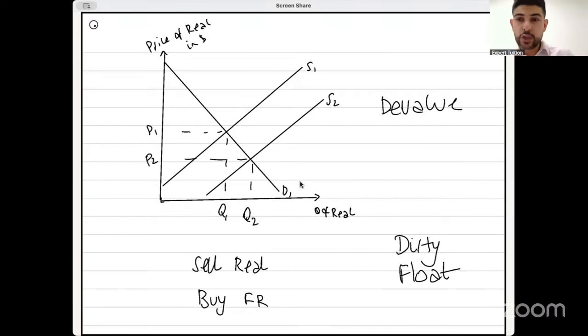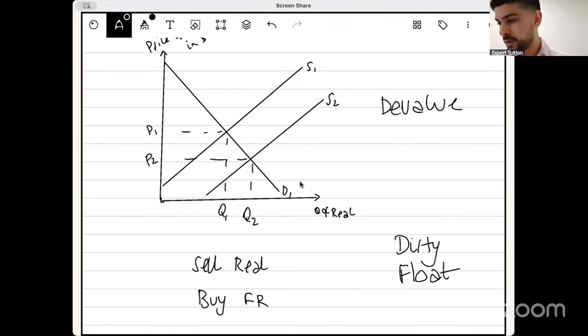Now, in the 2024 paper, was it 24? Yeah, it was 2024 paper. The 25 marker was talking about how Brazil had devalued their currency, and you'd obviously now know how they did it to try and correct their current account deficit. Cool. That is going to be the question that we're going to do in a moment, but not yet.